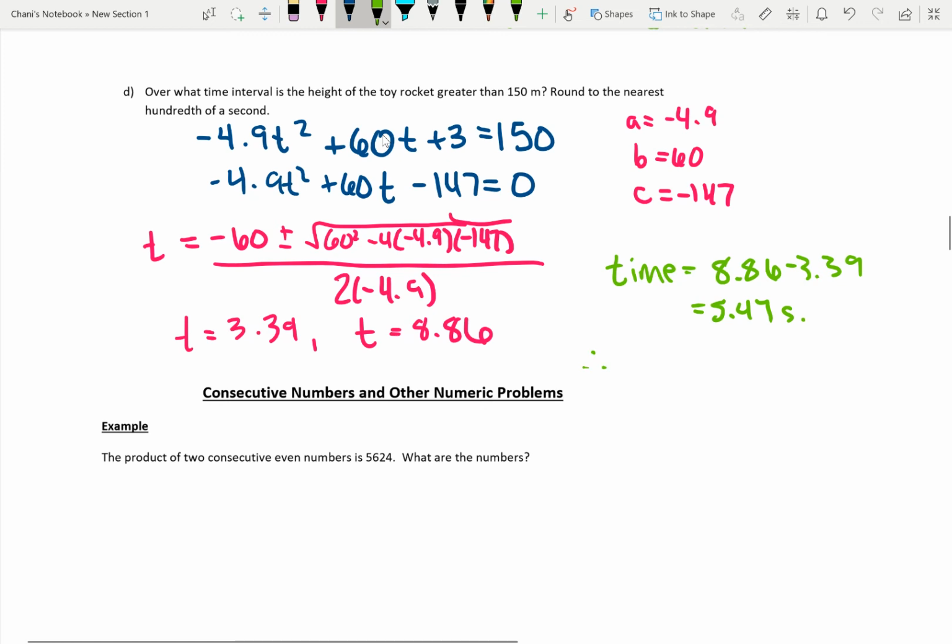So therefore, it's above 150 meters for approximately 5.5 seconds.